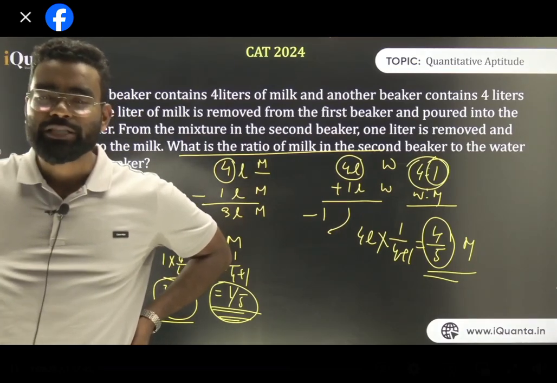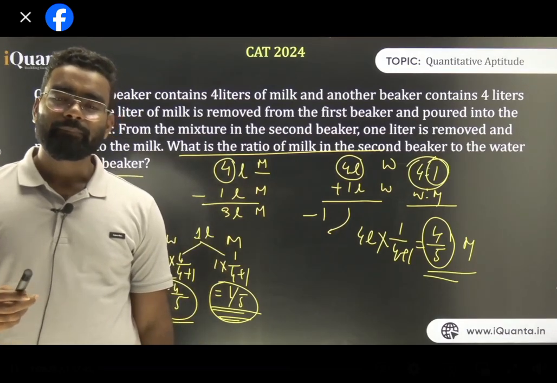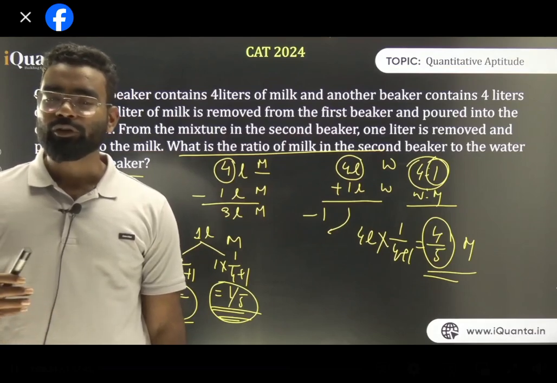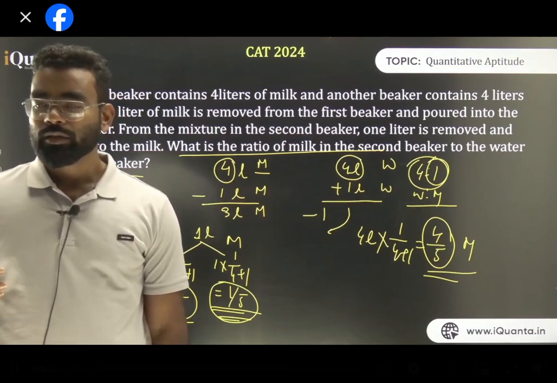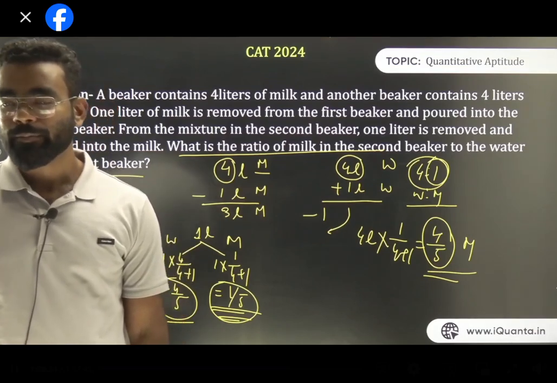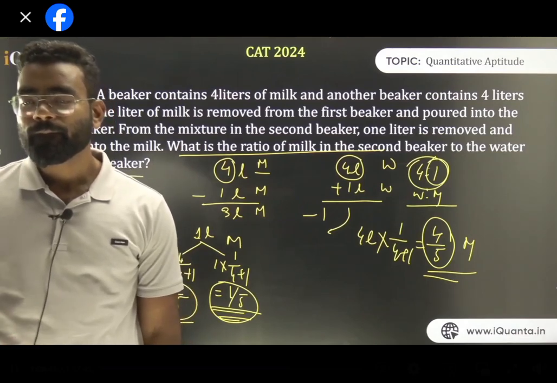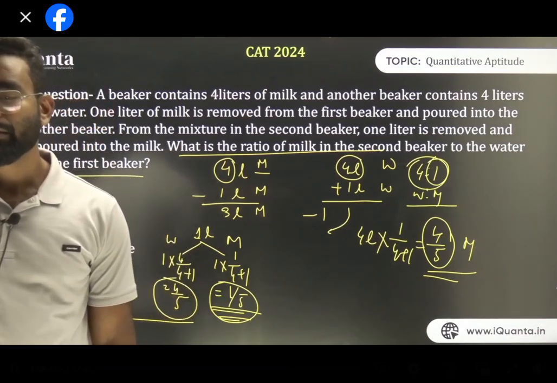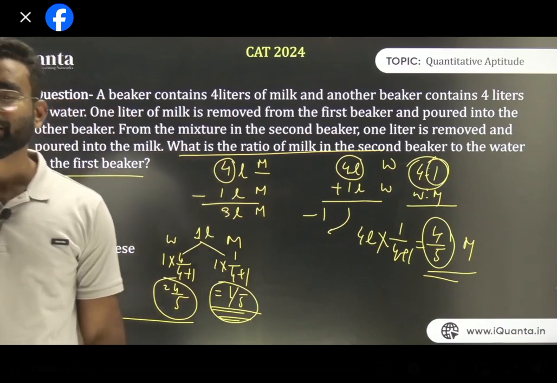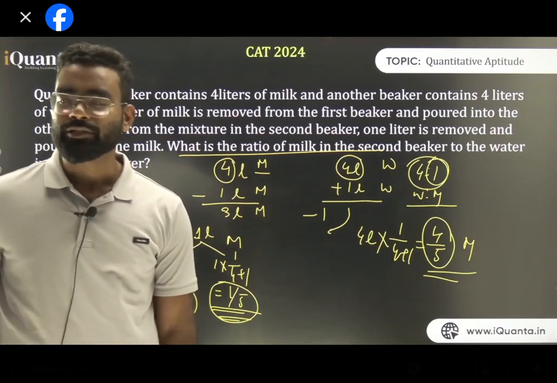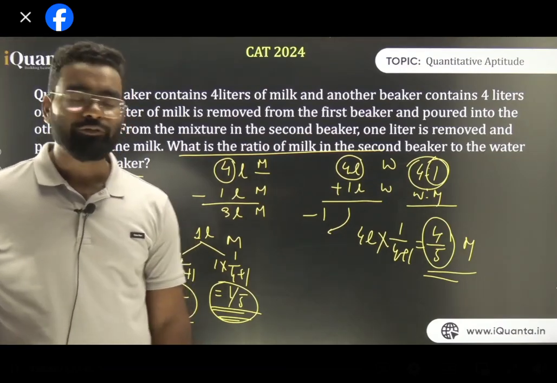So initially, if you see, we have 4 liters of milk. Then I'm removing 1 liter of milk, it becomes 3 liters. Yes, you can see that, obviously. After that we can discuss, if you have any doubts I can answer your doubts also. This is fine.